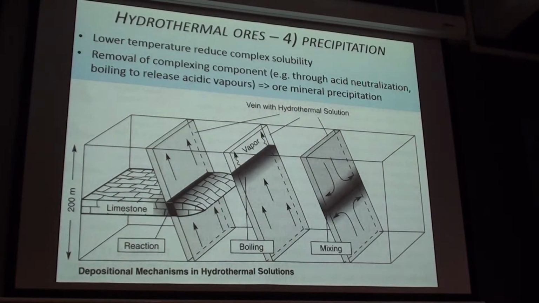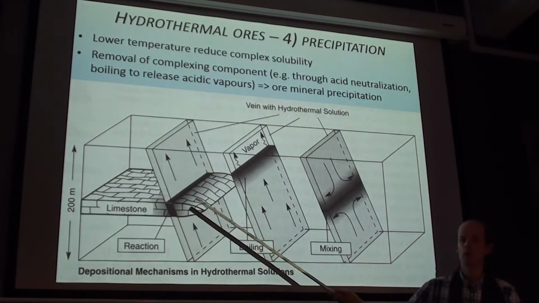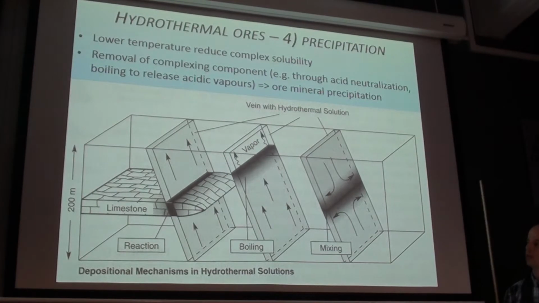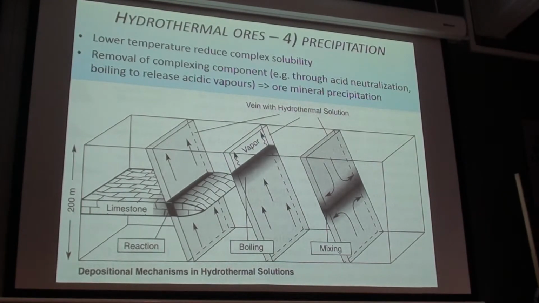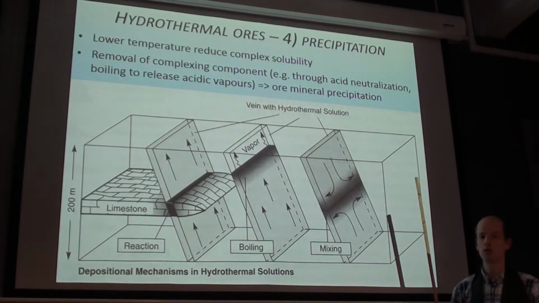And the precipitation is basically summarized by this picture. Basically, lowering temperature causes a decrease in the solubility of the complexes, which causes them to dissociate, and basically we've got precipitation of metals. Or else we can react whatever fluid with carbonate, which usually causes the neutralization of the acidic fluid that causes the precipitation of metals.